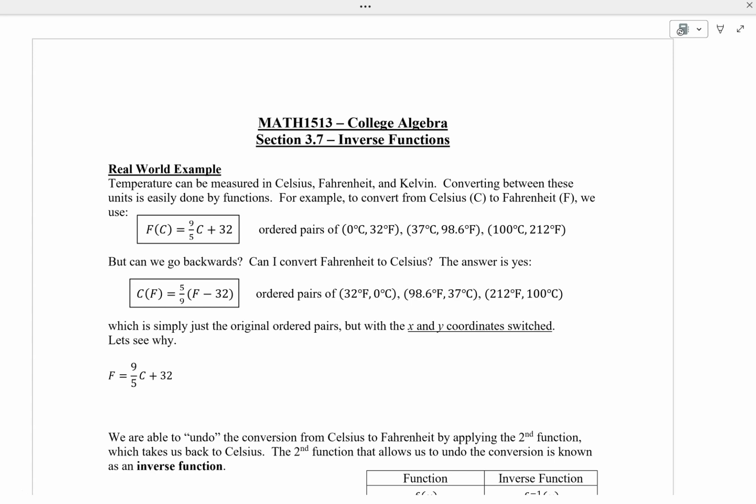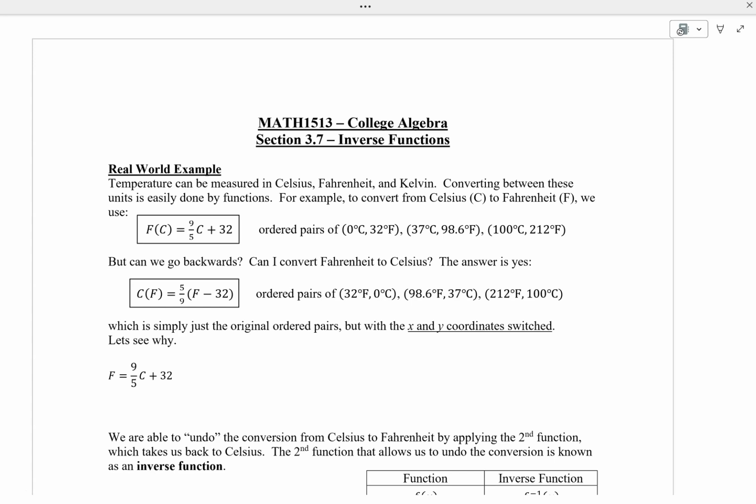So for most of you guys, you've seen the conversion formulas. So F of C, which is just basically saying Fahrenheit, is equal to 9/5 C plus 32. So if I plug in a 0, I get 32. If I plug in 37, I get the 98.6 and so forth. Okay, but can we go backwards? So how can I convert that? Well, yeah, we can. So I give you that formula right there.